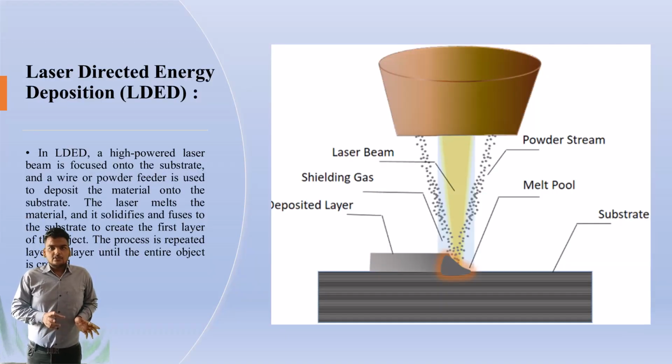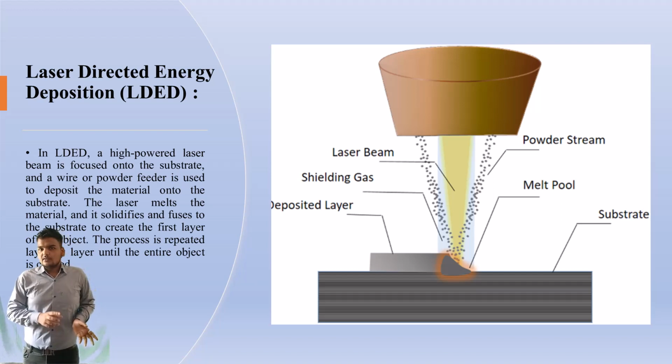Laser direct energy deposition. In laser direct energy deposition, a high powered laser beam is focused onto the substrate and a wire or powder feeder is used to deposit the material onto the substrate. The laser melts the material, which solidifies and fuses to the substrate to create the first layer of the object. Then the process is repeated layer by layer until the entire object is created.